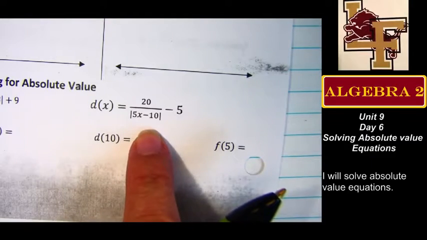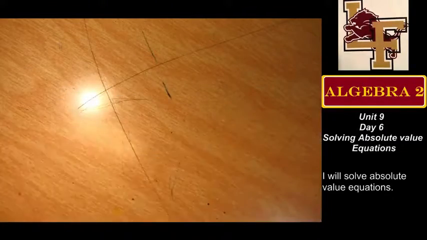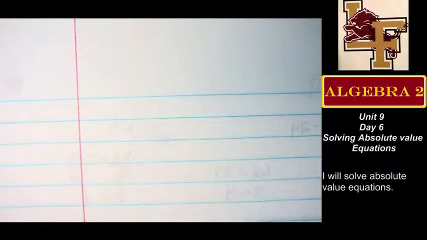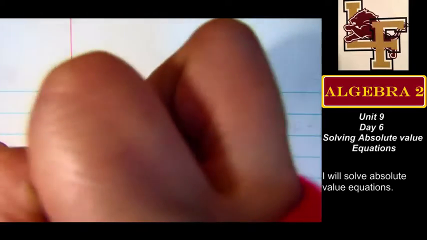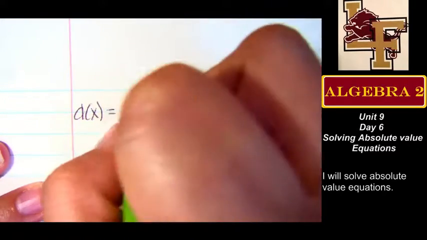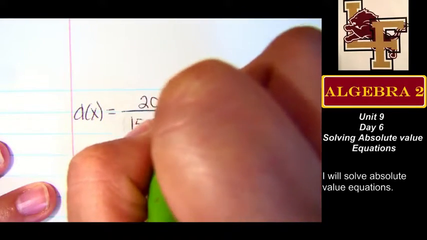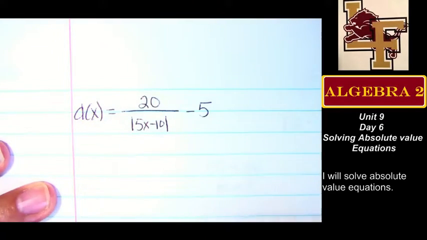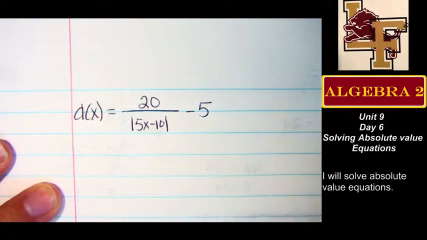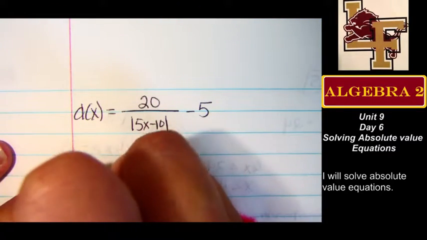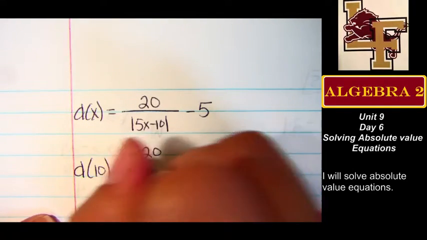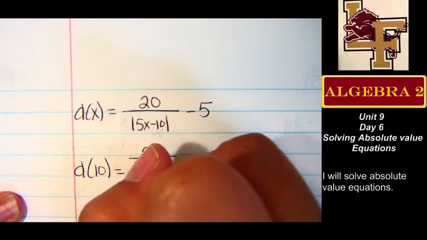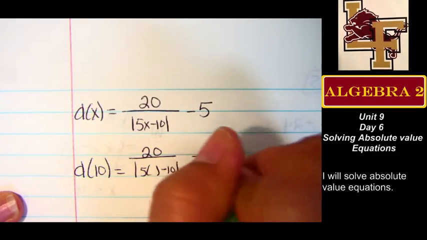Maybe the one with the fraction? Yes, please. All right, so I've been asked to do d of x, which is 20 over that mess, minus 5. I've been asked to evaluate at d of 10. That means anywhere I see an x in my function, I'm going to replace it with a 10.